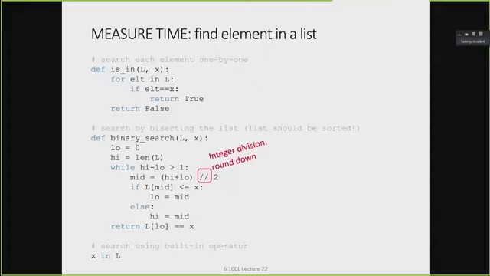And the last way for us to search whether an element is in a list is one that we've already been doing. It's this little one-liner here, is x in L. So using the keyword in. I call that the built-in operator in.